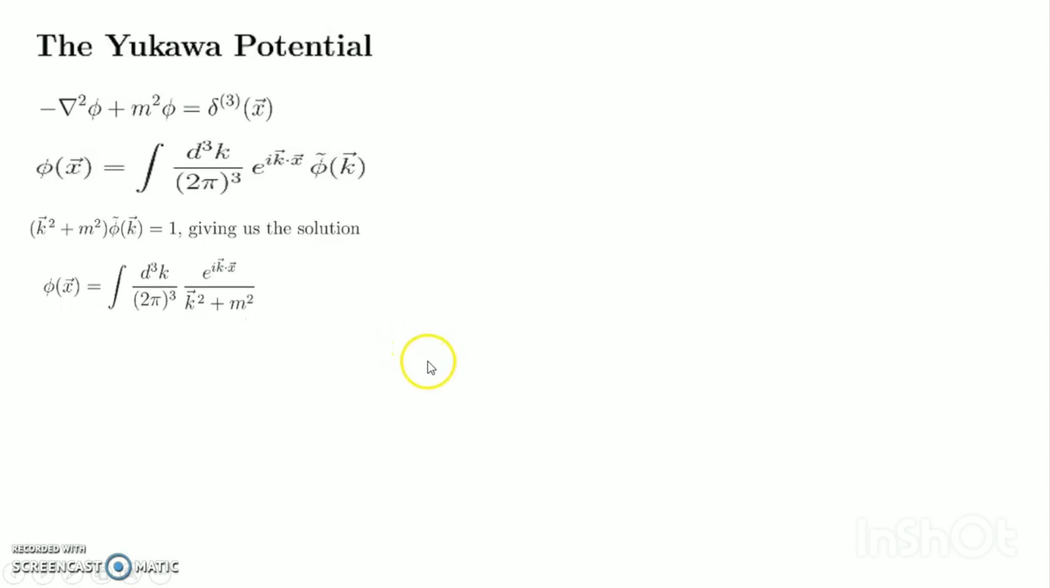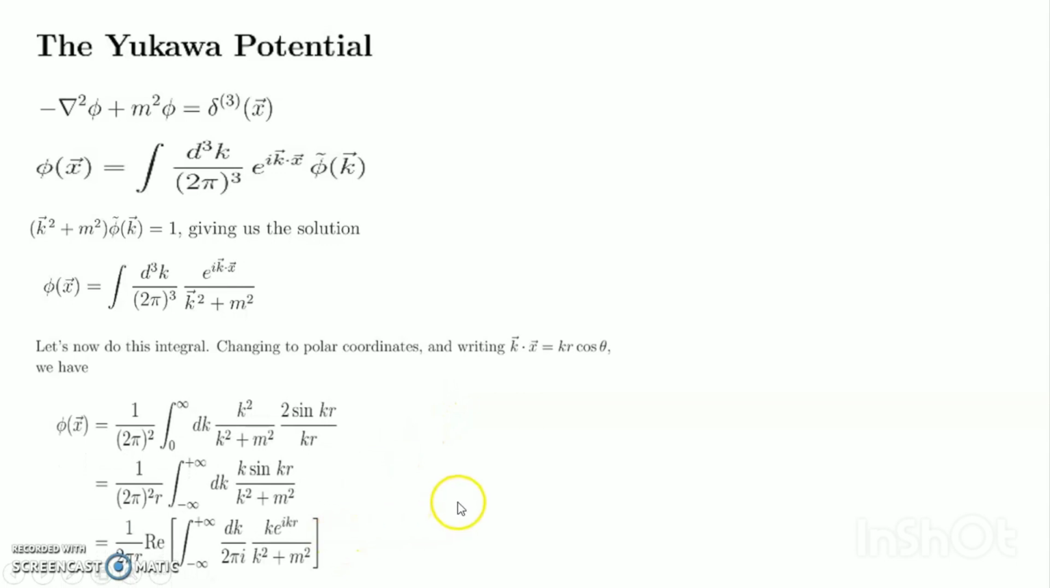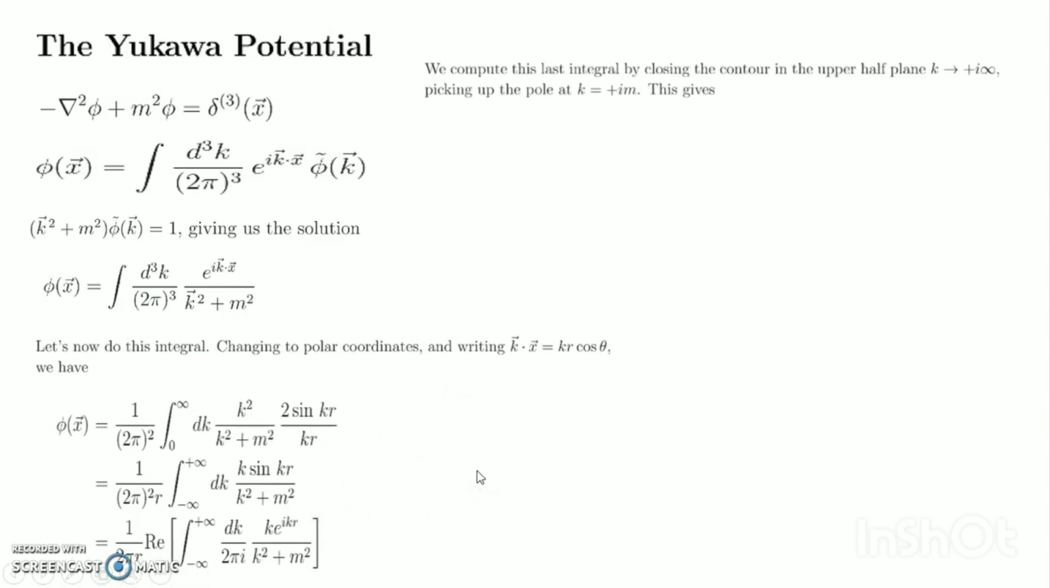and get this equation, and plugging this in, we get this equation, and changing to polar coordinates and writing k dot x equals kr cos theta, we have this result. We compute this integral by closing the contour in the upper half plane, k tends to i infinity, picking up the pole at k equals plus im. This gives phi(x). The field dies off exponentially quickly at distance 1/m, the Compton wavelength of the meson.